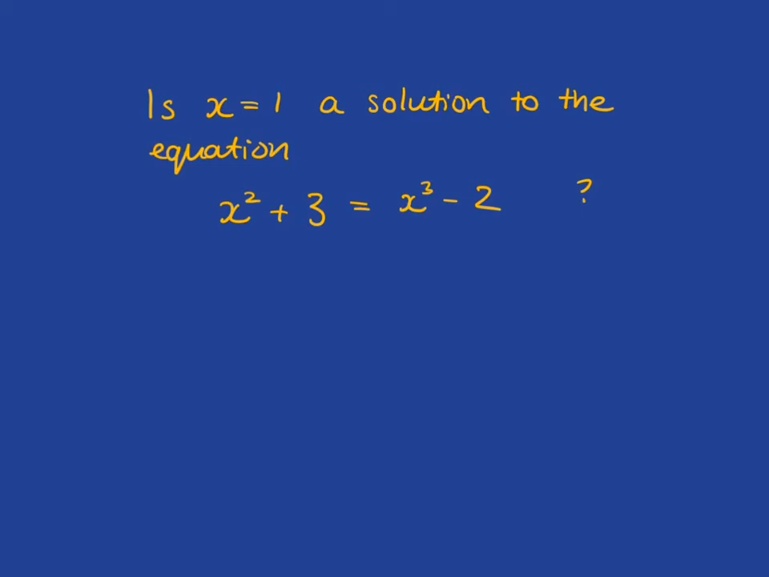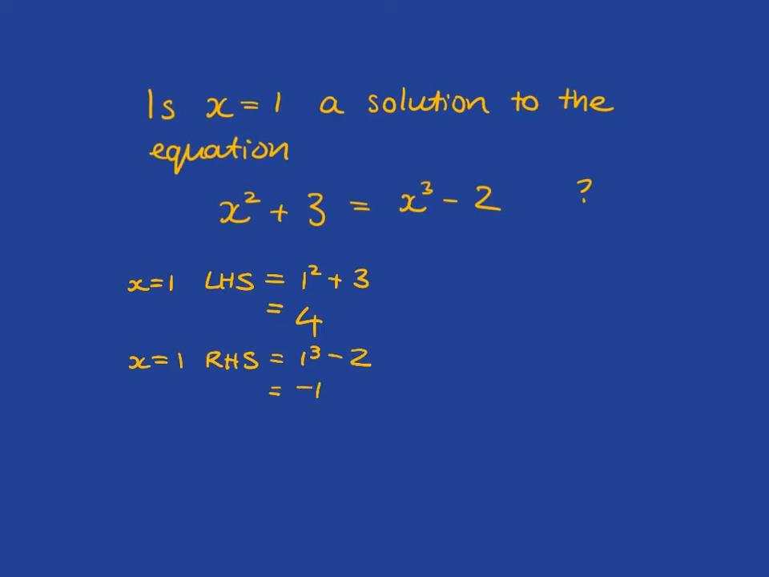When x equals 1, the left-hand side of the equation is going to be 1 squared plus 3, which is 1 plus 3, which is 4. And when x equal to 1, the right-hand side of the equation is going to be 1 cubed minus 2, which is 1 minus 2, which is negative 1.